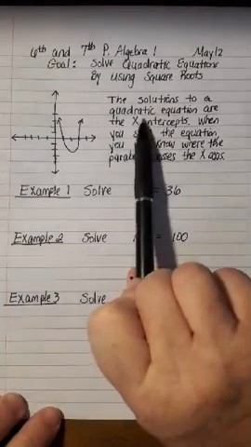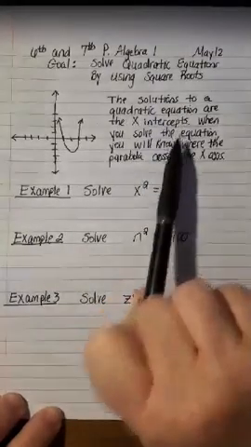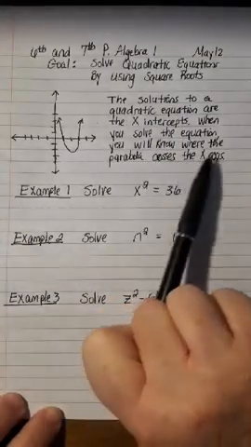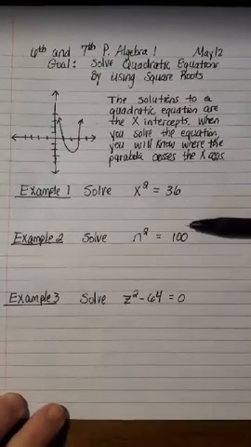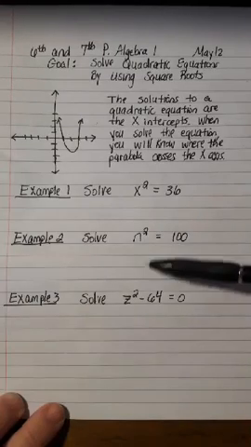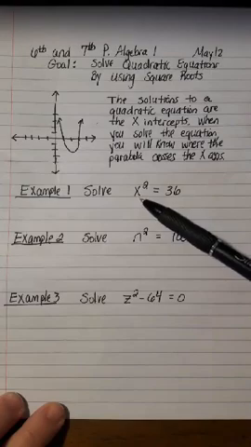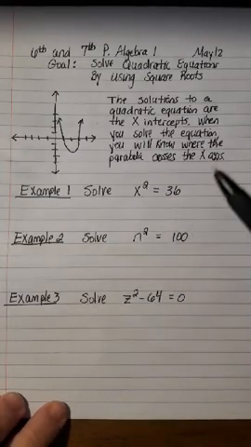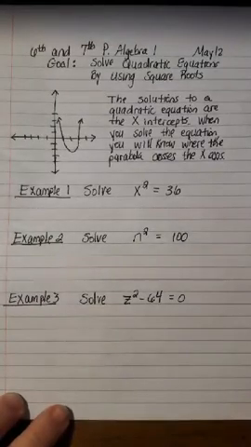So what this says, the solutions to a quadratic equation are the x-intercepts. That's just what I told you. When you solve the equation, you'll know where the parabola crosses the x-axis. And so our goal today is to solve these, to know what x equals. Of course, I used other letters because IXL does. I like using x all the time whenever I'm solving quadratic equations. But I just threw in other variables because IXL does.